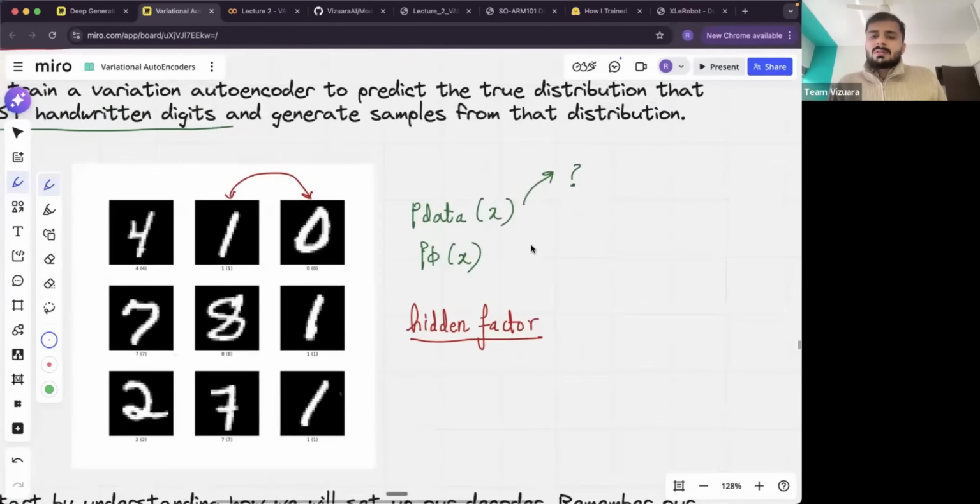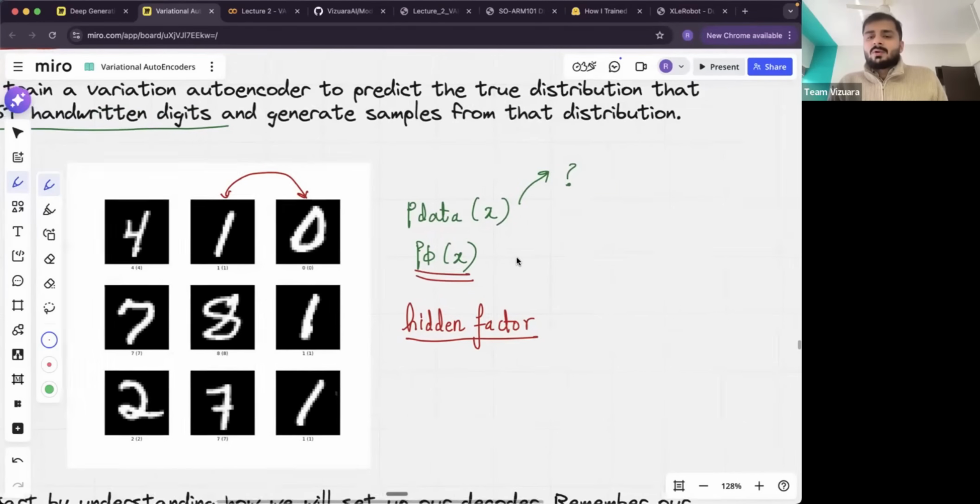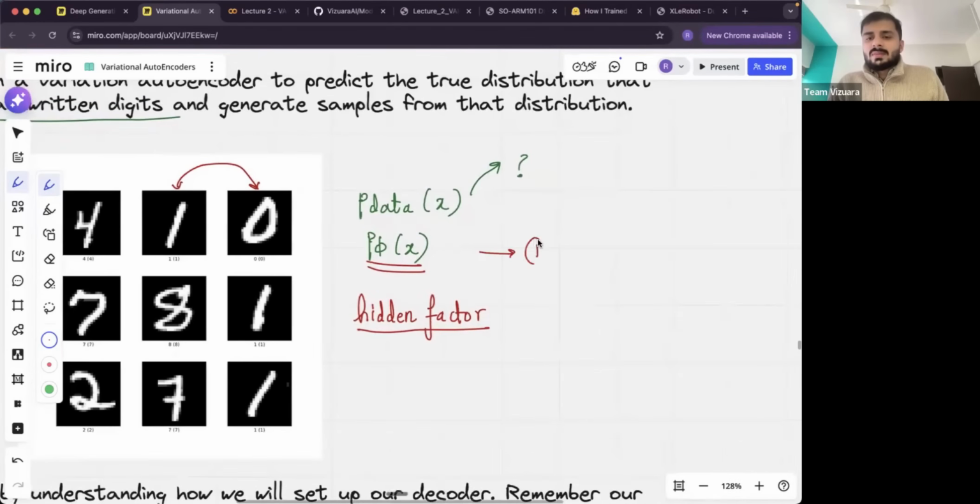So first of all, to solve this objective, we use a variational autoencoder. That is our first step. And this consists of an encoder and a decoder as well.